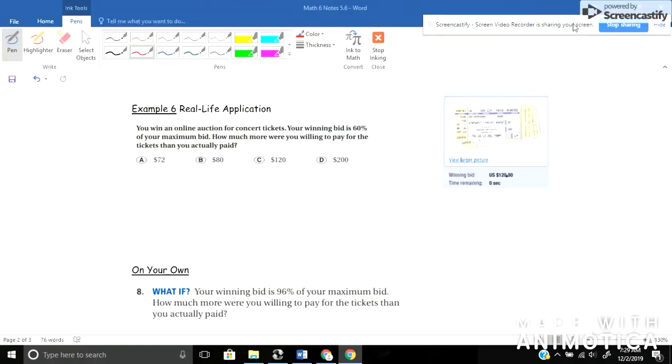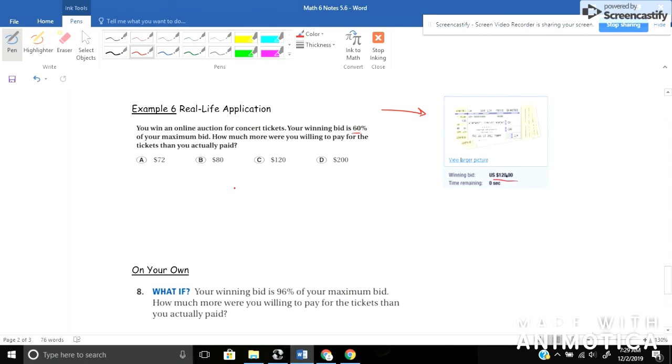For example 6, it says you win an online auction for concert tickets. Really nice. Here are your concert tickets. And your winning bid is 60% of your maximum bid. So you paid $120 for these tickets, and that's only 60% of your maximum bid. So what it's saying is you could have bid more. How much more were you willing to pay for the tickets than you actually paid?